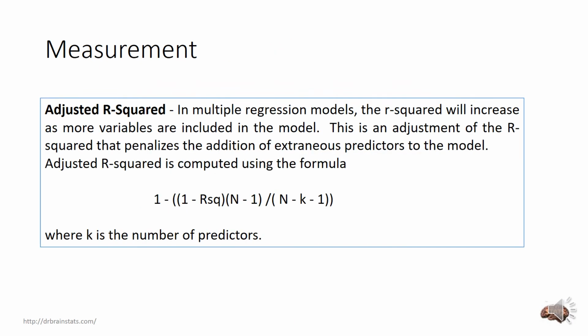Which now brings us to measurement. For a multiple linear regression model, we need to look at the adjusted R-square, because the R-square will increase as more variables are included in the model. This is an adjustment of the R-squared that penalizes the addition of extraneous predictors in the model.